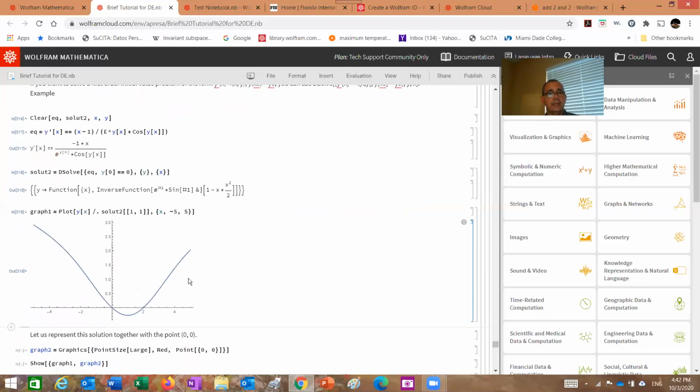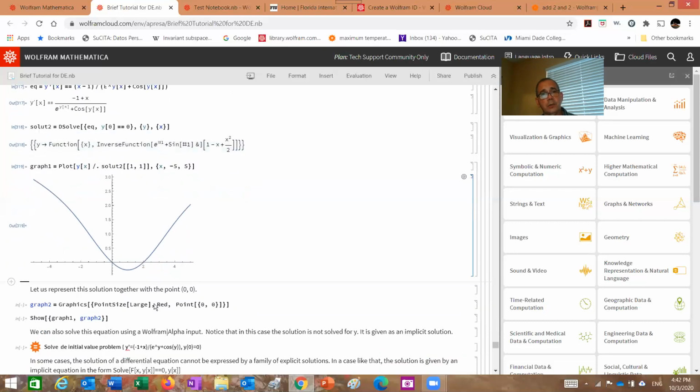Yes, it shows the solution of that equation, even though it cannot find the exact formula for the function. It knows that this function is the inverse of the function e to the x plus sine of x, which is difficult to find explicitly, evaluated at 1 minus x plus x squared over 2. And this is the graph of the function.